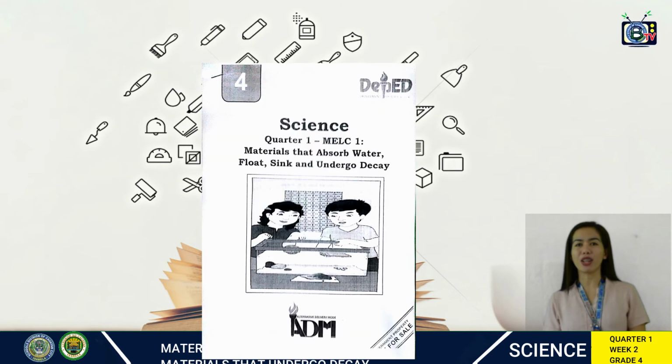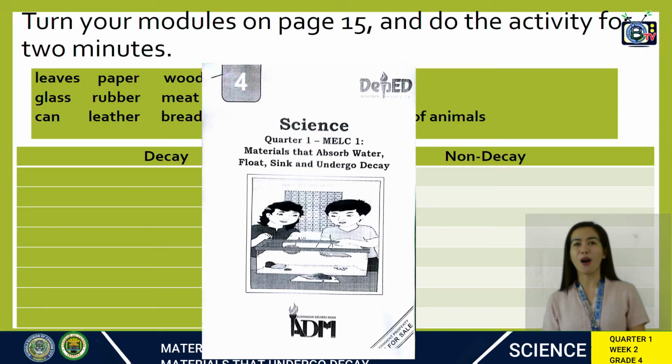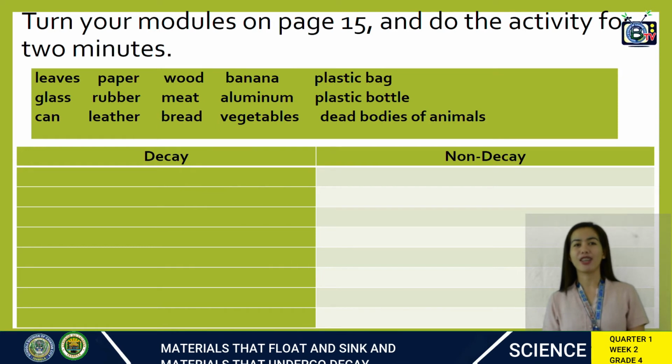Look at your modules and turn to page 15. Do the activity for 2 minutes and let us check your answers afterwards. You need to classify the materials listed in the box based on their ability to decay. Your time starts now!